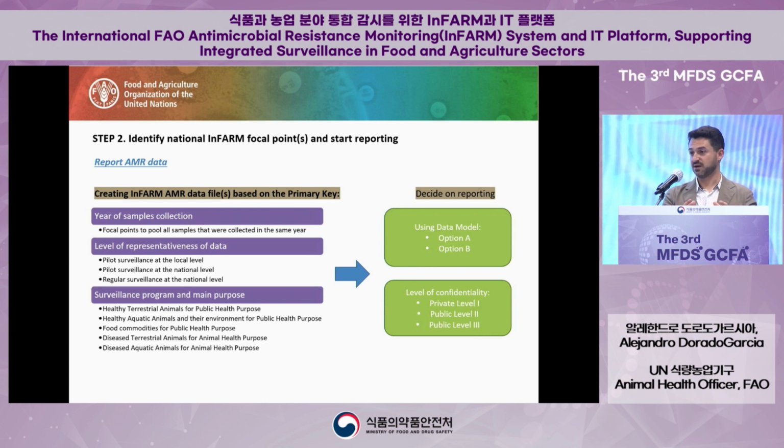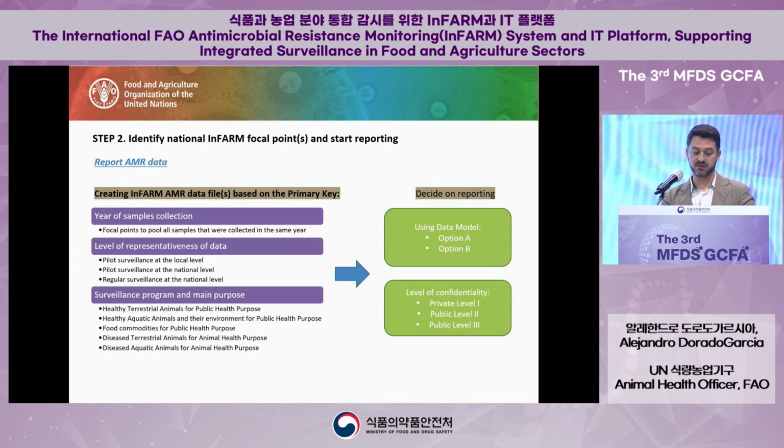The countries are responsible for putting these different data files, and then they can decide on 2 things. They can decide to report through different model options, option A and option B. Option A is reporting antimicrobial susceptibility testing results at the isolate level, disaggregated, and option B is reporting it aggregated, like they do also for GLASS right now. Then countries can decide on the level of confidentiality of this information gathered from this specific file.